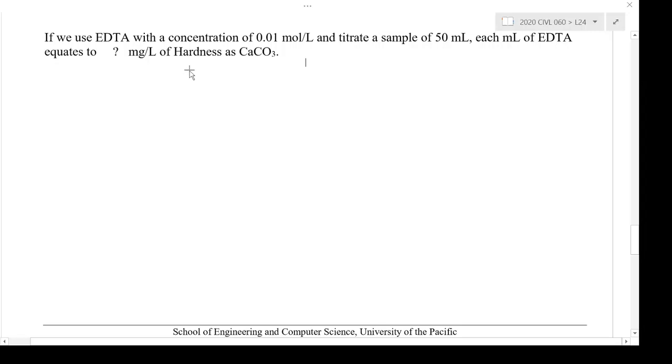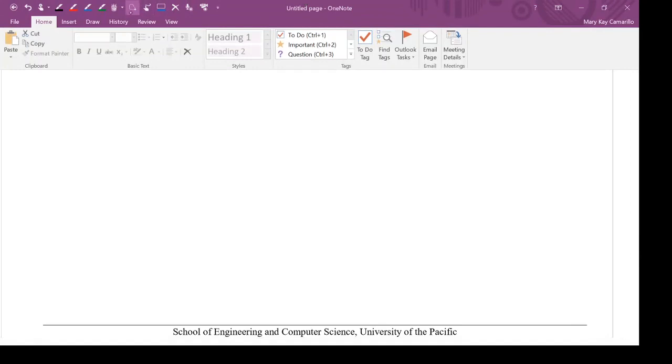So let me get my pen. The equation that we'll use is the hardness is equal to the concentration of EDTA times the volume added to react all of the calcium, magnesium, and other divalent or multivalent ions, and this is divided by the sample volume. So it looks really similar to the alkalinity equation for dealing with titration data.